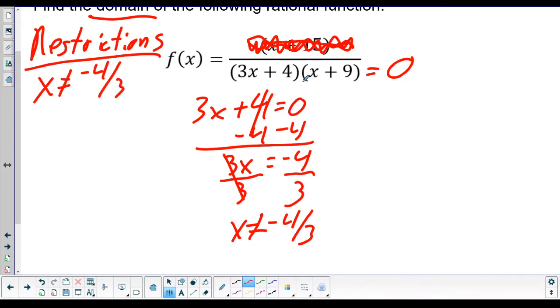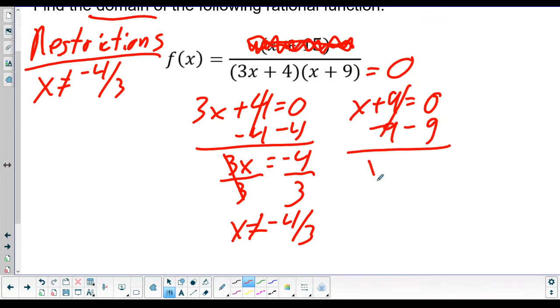All right, now we do the same thing with this. x plus 9 equals 0. Subtract 9 on both sides. x does not equal negative 9. Don't tell your English teachers I said that. All right, here are our restrictions.